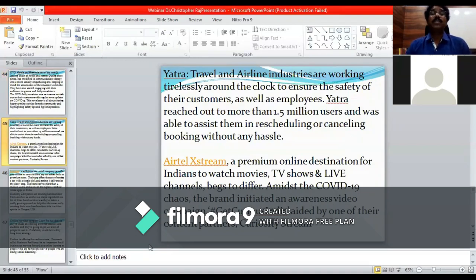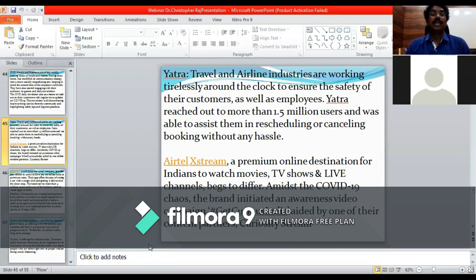Travel industries are working tirelessly around the clock to ensure the safety of customers as well as employees. Yatra reached out to more than 1.5 million users and was able to assist them in rescheduling and cancelling bookings without any hassle.